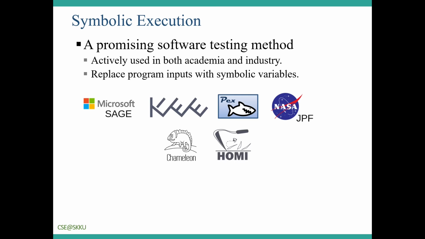Here you can see some well-known symbolic execution tools used in practice. For your interest, the last two, Chameleon and Homie, are tools I developed myself. In particular, I named Homie after a traditional Korean gardening tool because it helps prune away unnecessary execution paths in the programs, thereby focusing only on the paths that are used for bug detection. In any case, symbolic execution is a very practical and effective testing technique.